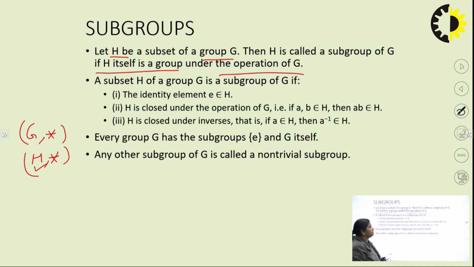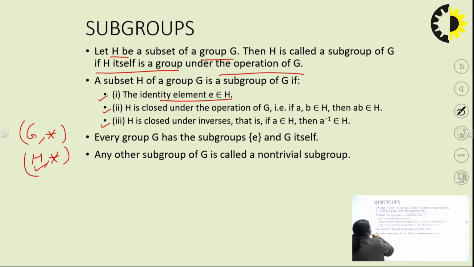Okay, so how can we check? We can check whether the subset H is a subgroup of G with the following 3 conditions. If the 3 conditions are true, then it forms a subgroup. What is the first condition? The first condition is that the identity element E must be present in the subset H. So I have the group G and its subset H. When I need to check whether it is a subgroup or not, the first condition it must fulfill is that the identity element must be present there.